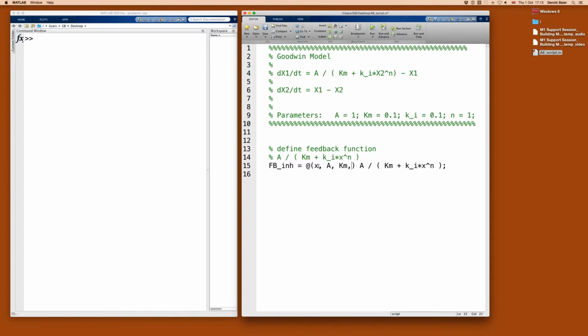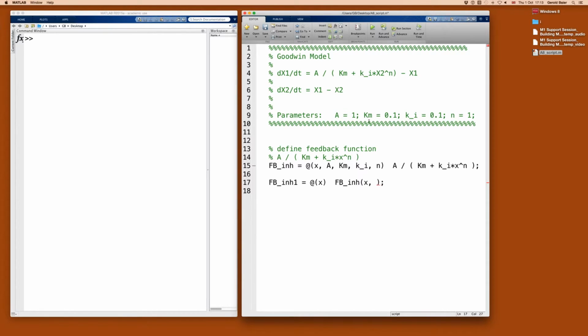Now we need to add the parameters to our anonymous function. It doesn't matter which order as long as we're consistent. I'm going to go for x, a, km, ki, n. And then the function is defined as a divided by km plus ki times x to the n. That's great, but we know that fplot requires functions that only have one variable. So let's create some shorthand functions called feedback inhibition 1. It's again going to be an anonymous function, but only with one input value. We're going to call our previous feedback inhibition function and leave x unknown, but now we're going to give it parameters.